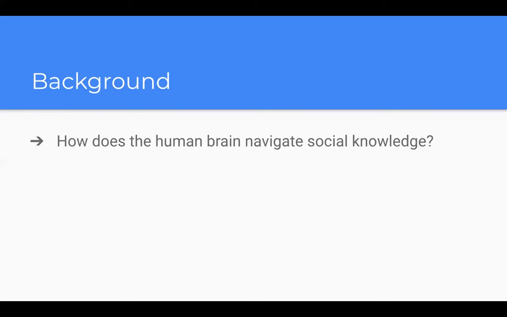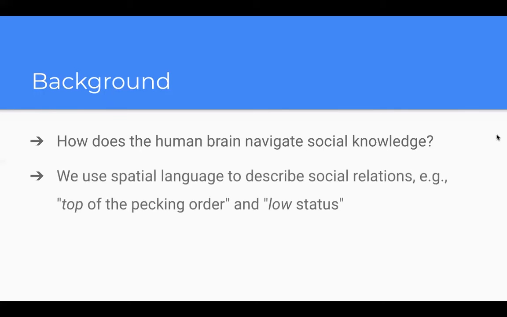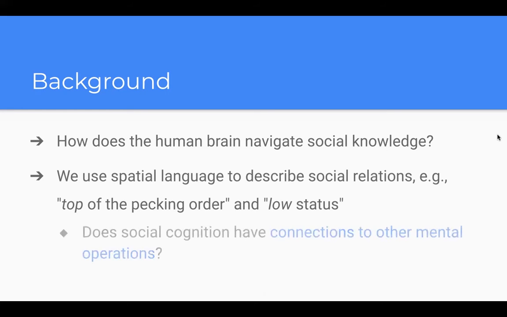One possibility is that common neural mechanisms support processing social and spatial information. Indeed, in daily life, we use spatial terms such as top of the pecking order and low status to describe social relations. In this study, we tested how the human brain navigates knowledge of social relations, and whether social cognition has connections to other mental operations, such as spatial cognition.